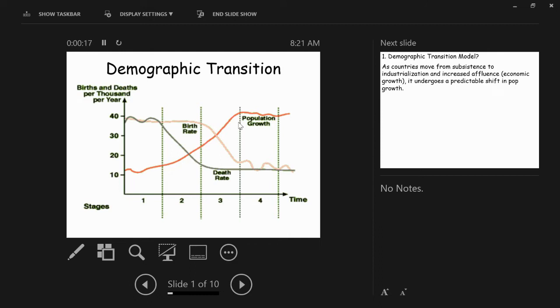Okay, these notes are on the demographic transition. These are the stages of a country or a population as they move from unindustrialized, undeveloped nations into industrialization, and how that affects the population. All right, without further ado, here we go.